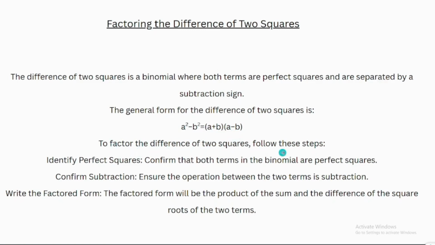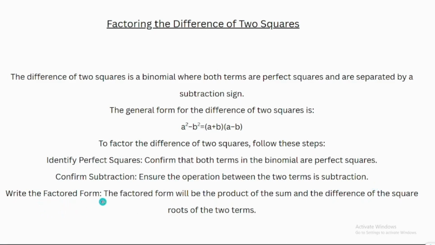To factor the difference of two squares, follow these steps. Identify perfect squares. Confirm that both terms in the binomial are perfect squares. Of course, we have to check if this has a root and this has a root, and we should check if the sign is minus. Confirm subtraction. Ensure the operation between the two terms is subtraction.